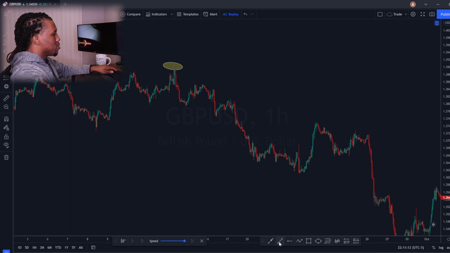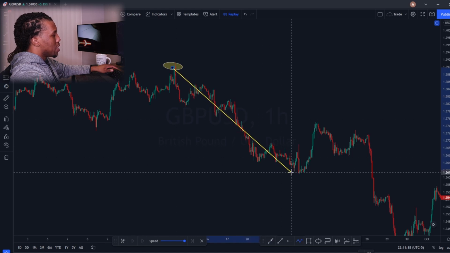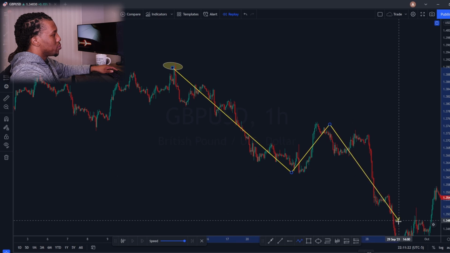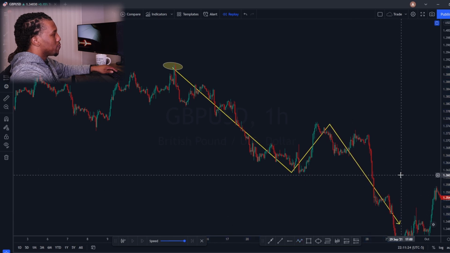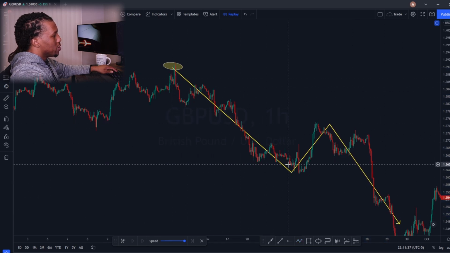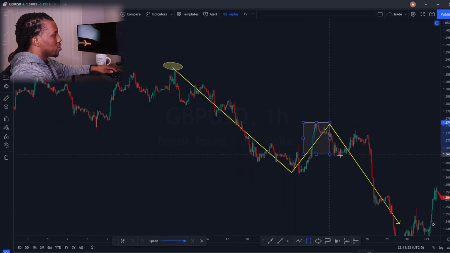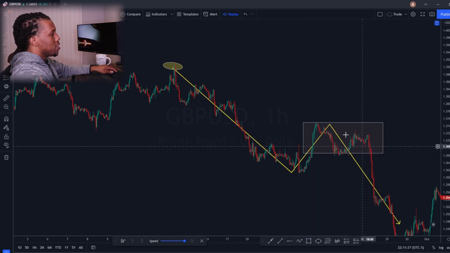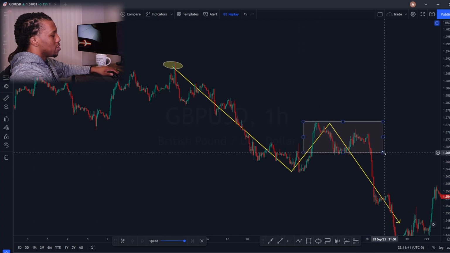In that there, I'll break it down. We have our impulsive leg down, correction, continuation, right? This whole leg right here is the impulsive leg down. Then you have the corrective leg, this whole move right in here. That whole move right in there is the corrective leg, and then the continuation down from this leg here, okay?